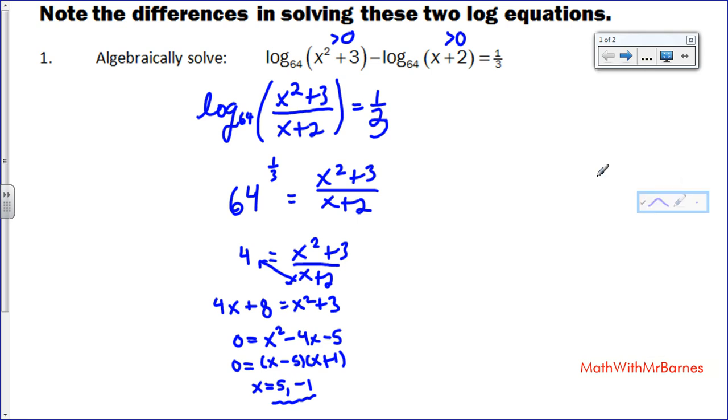Pen's blue. So the next thing I have to do is check this guy. So 5 plus 2 is greater than 0, 7. And then negative 1 plus 2. Yep, so we're good to go on both fronts. So my solution to this guy is x is equal to 5 and negative 1.